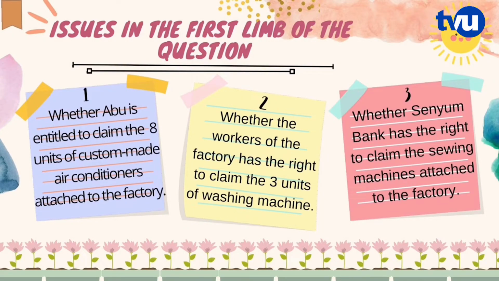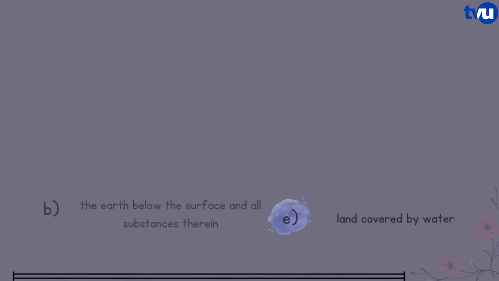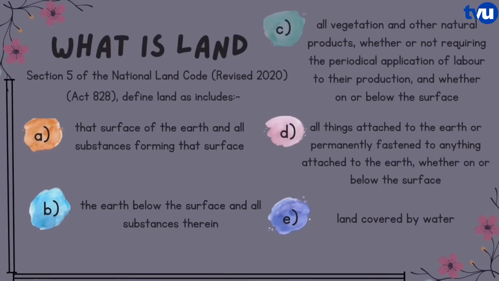So, based on the video presented just now, there are 3 issues that can be extracted from the question. So take note everyone, it's important for you to identify the correct issue. Now, from this slide, we can see that there is a definition of land. The definition of land can be seen in section 5 of the National Land Code. Nevertheless, the relevant subsection in this situation is subsection D.